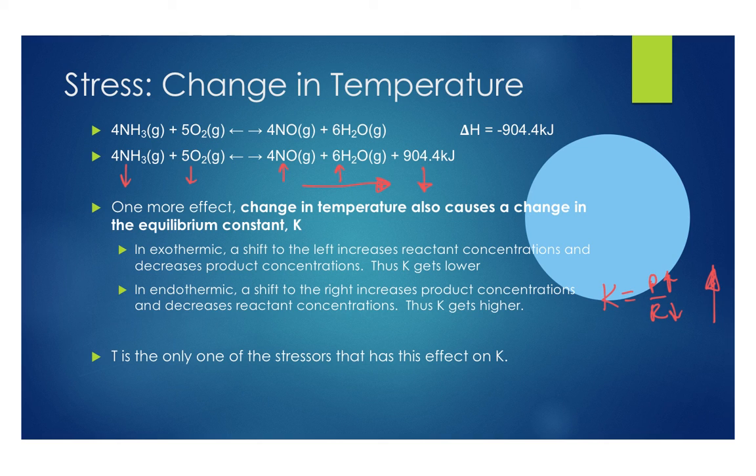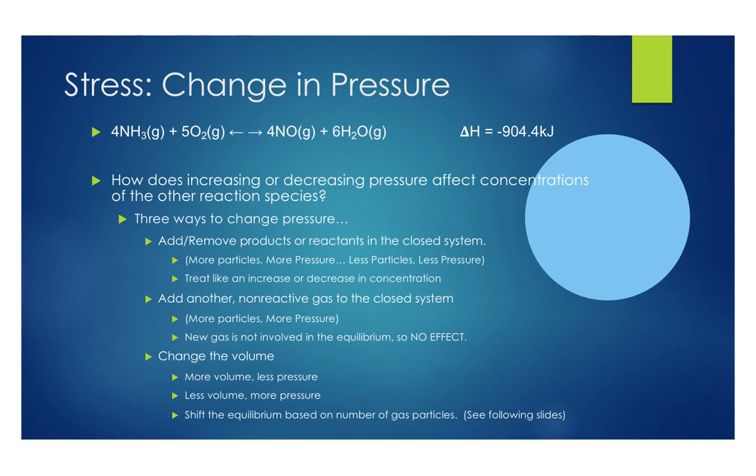So temperature is the only one of the stresses when we talk about Le Chatelier's principle that has this effect on K, that can actually change K. So if we change the concentrations, that doesn't change the equilibrium constant. If we change the pressure, that doesn't change the equilibrium constant. If we change the temperature, yes, it absolutely changes the equilibrium constant. The third kind of stress that we have is a change in pressure.